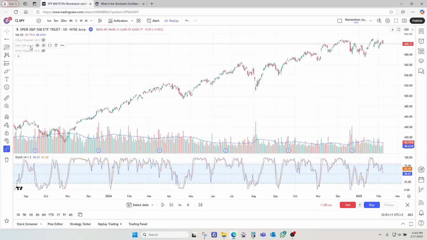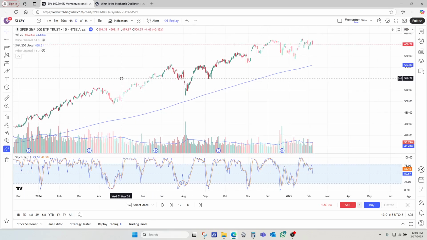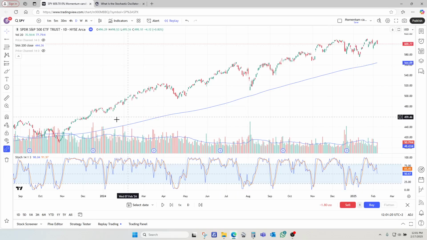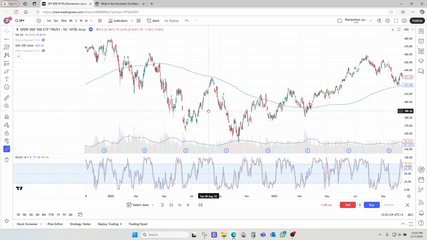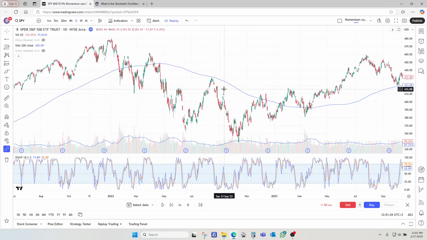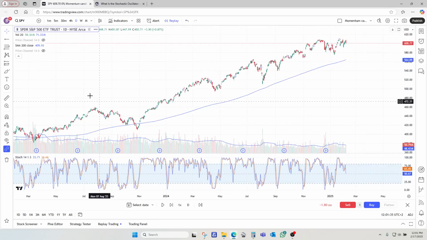You can add a moving average, add it here, SMA, simple moving average 200. This will give you also a trend, so if it's up, you try to go long. If you have an area where it's down, you're in a downtrend, you might try to go short, so try to sell here, and try to go short. Like all indicators, this will give you a lot of false signals as well.